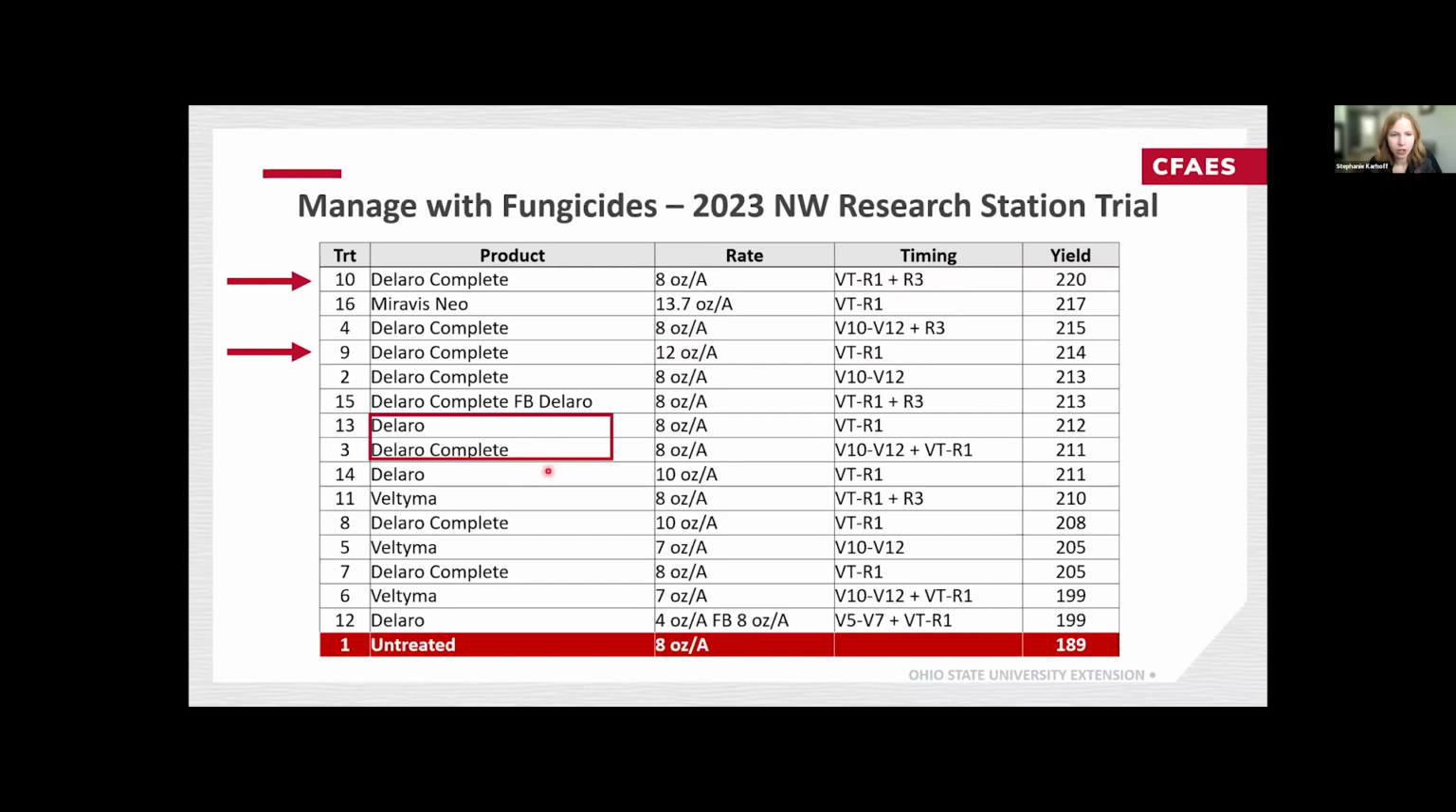And then also another caution when you're working with products, just keep in mind that name. So there are some that are really similar. So we've got Delaro and then Delaro Complete, and the difference here being that Complete is going to gain us another mode of action. So also keep that in mind when you're developing your program.